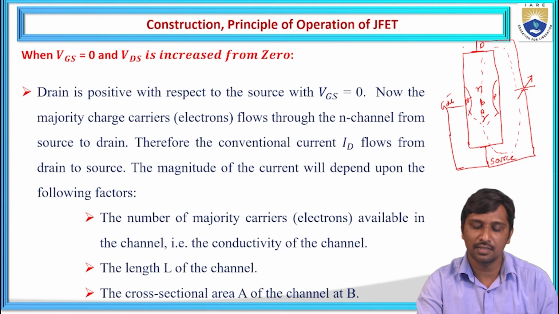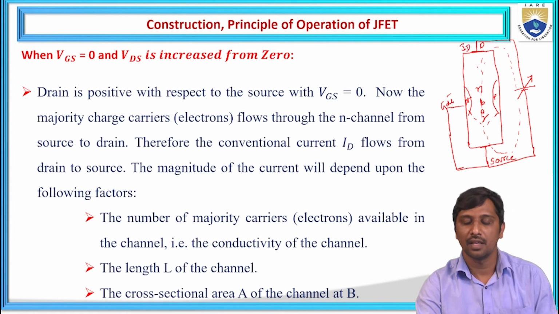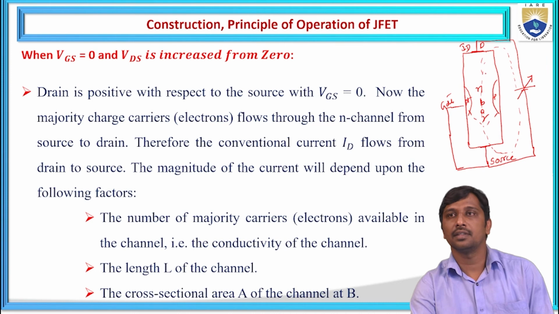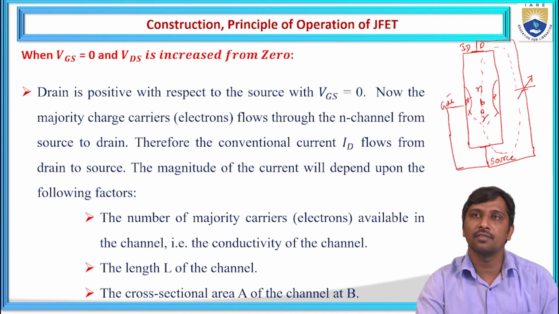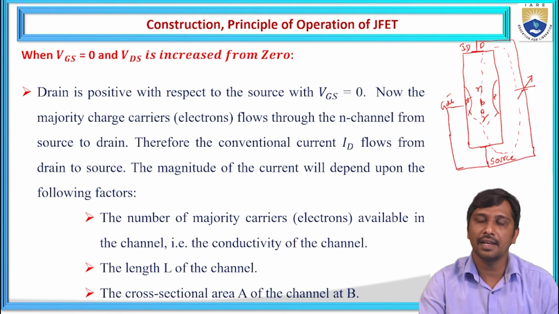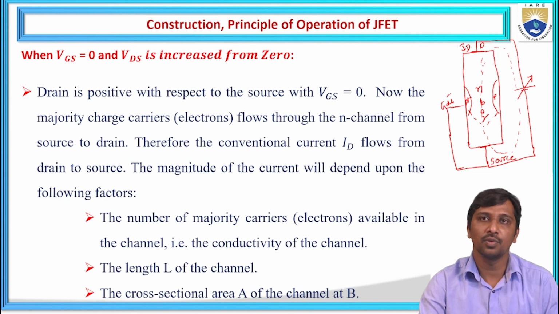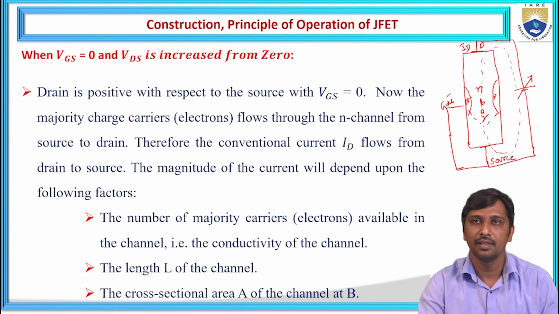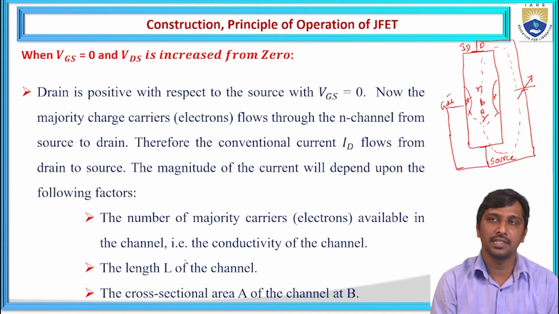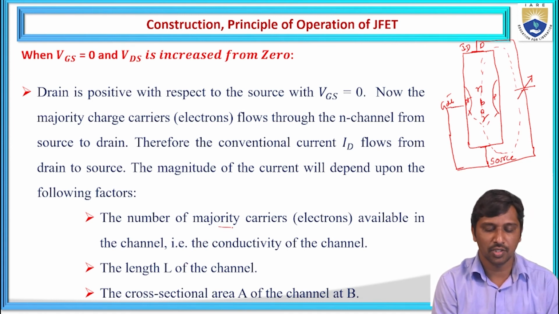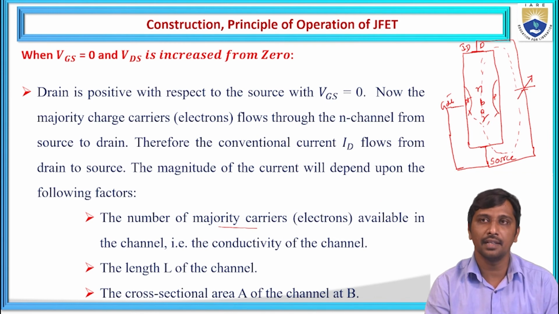The drain current is represented as ID. We know that the electron flow direction and the current flow direction are opposite. Hence, the electrons move from the source to the drain, and the conventional current flows from the drain to the source. How much current flows depends on these properties. One is the number of majority charge carriers. Here I consider the N channel, hence the majority charge carriers are electrons.